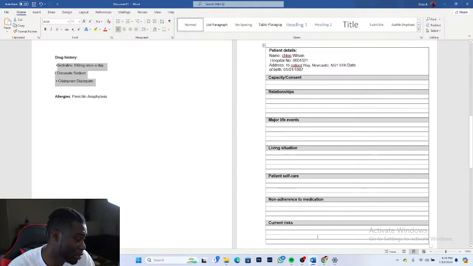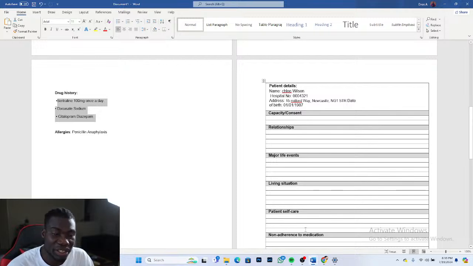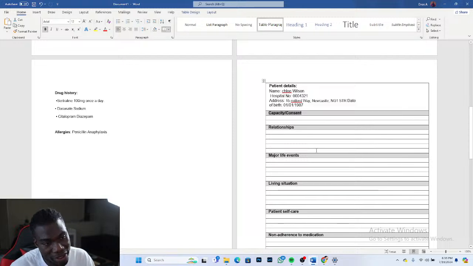So if you go to the marking criteria, it is clearly stated that you let the patient know his or her risks. Then once the patient knows his or her risks, you can come to the last one, which is the capacity and consent. Even though capacity and consent is the first thing on this sheet, it's actually the last thing that you are going to assess.